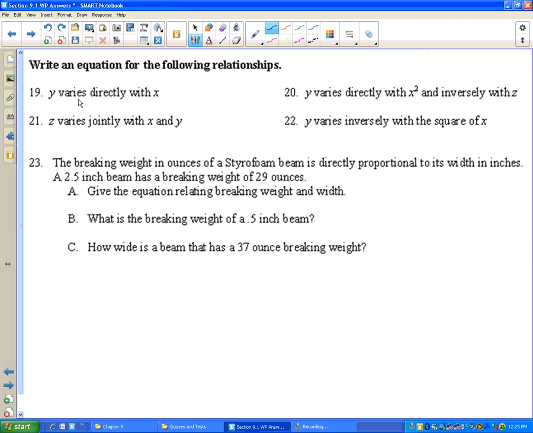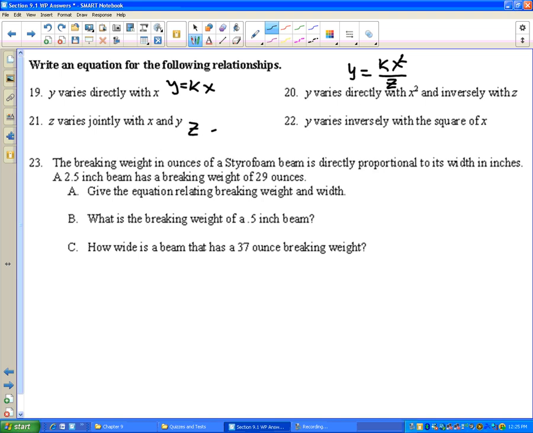Let's look at numbers 19 through 23. Write an equation for the following relationships. Y varies directly with x. If it varies directly, it's going to be y equals kx. It's never going to ask for k. You just need to know. Y varies directly with x squared and inversely with z. You just need to know what it looks like. There should always be a k. If it's directly, it's multiplied. If it's inversely, it's divided.